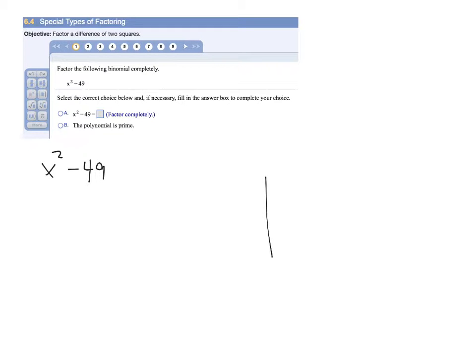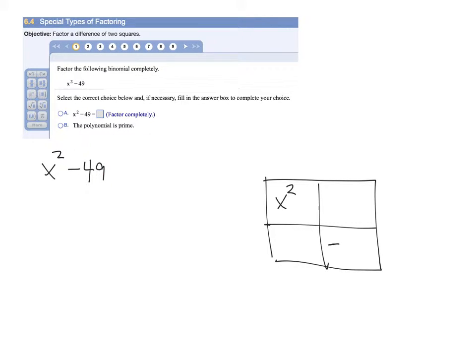And so when we make our box over here, we see that the x squared always, of course, goes in that upper left-hand corner. And then we've got this negative 49, so that's going to go down here. And you'll notice we have no terms right here. Well, that's because they cancel each other out. It's going to be like we're going to have a positive 3 and a negative 3, and they're going to cancel each other out. And that's why we don't have that third term of our trinomial.